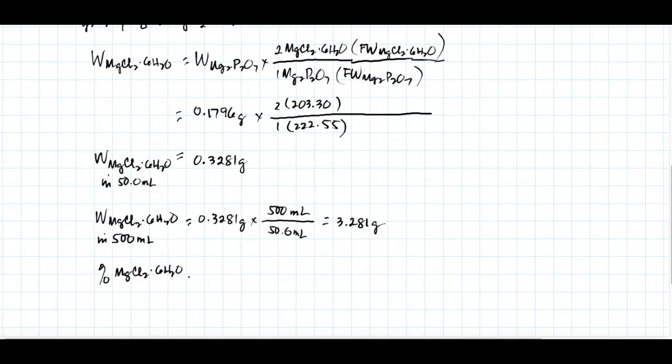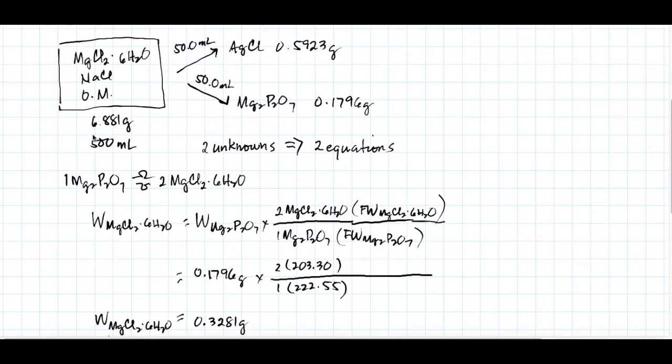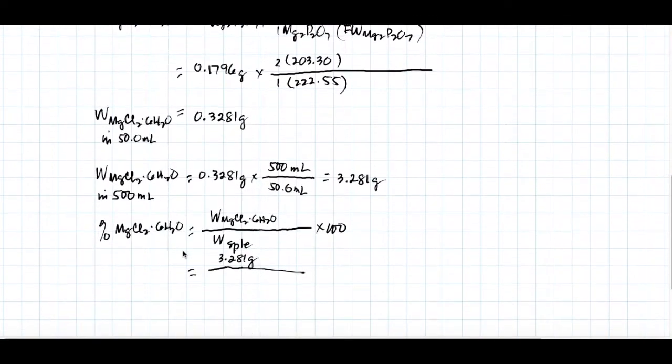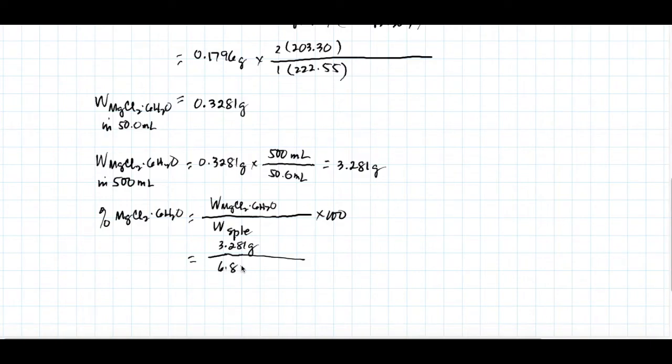from your original solution. And this is equal to the weight of magnesium chloride hexahydrate. Of course, this is in 500 ml, so we will use that, divided by weight of your sample times 100. Okay? So this is equal to 3.281 grams divided by the weight of our sample. Our sample is 6.881 grams. 6.881 grams times 100.